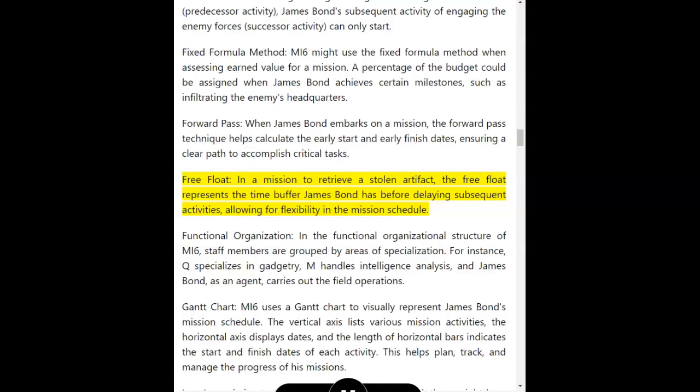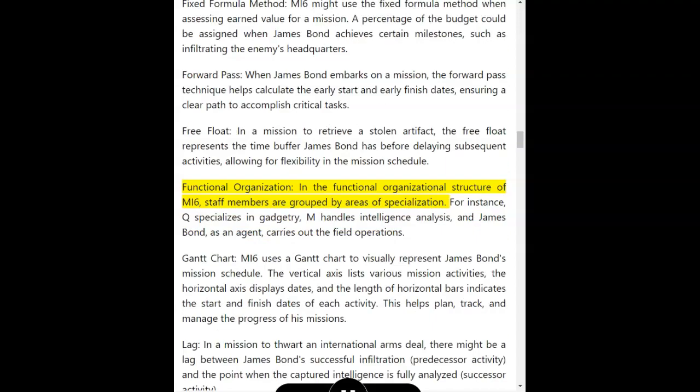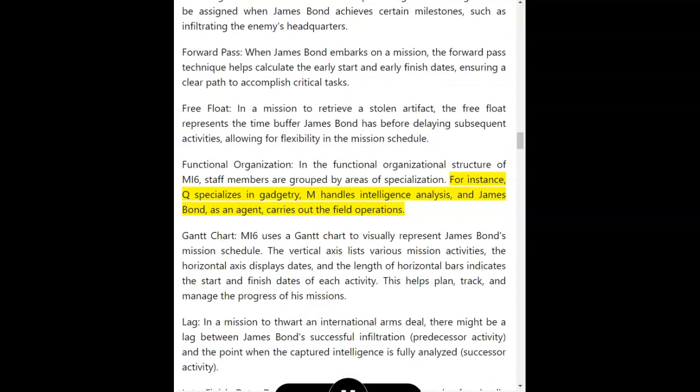Free float. In a mission to retrieve a stolen artifact, the free float represents the time buffer James Bond has before delaying subsequent activities, allowing for flexibility in the mission schedule. Functional organization. In the functional organizational structure of MI6, staff members are grouped by areas of specialization. For instance, Q specializes in gadgetry, M handles intelligence analysis, and James Bond, as an agent, carries out the field operations.